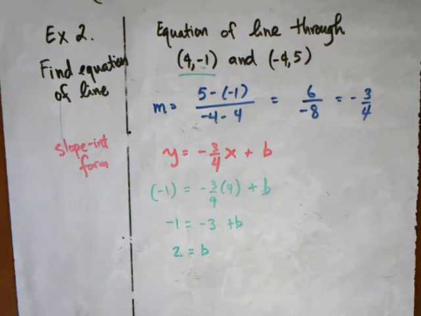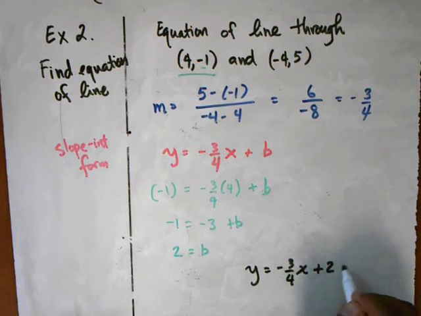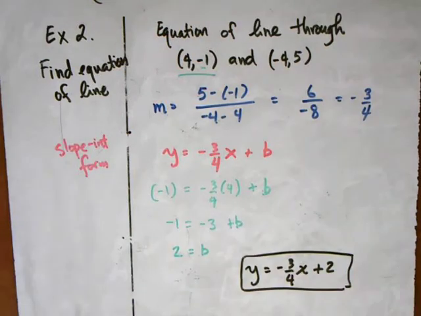So my final answer is y equals -3/4 x plus 2. And there you have it. That is a solution to the problem using slope-intercept form.